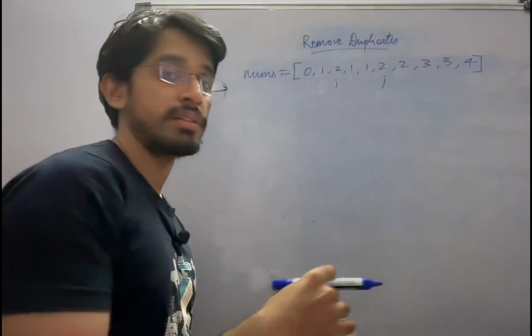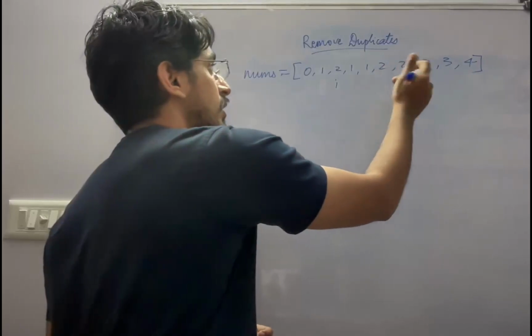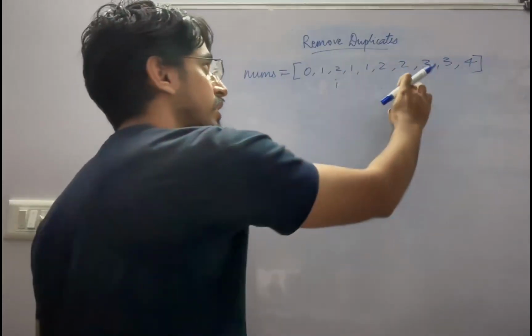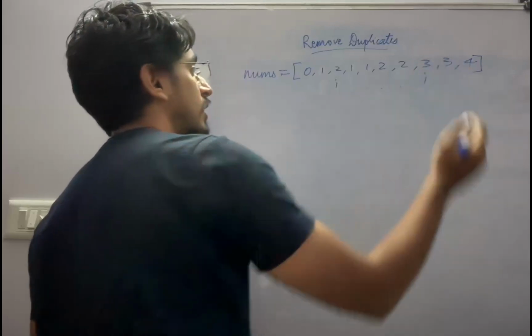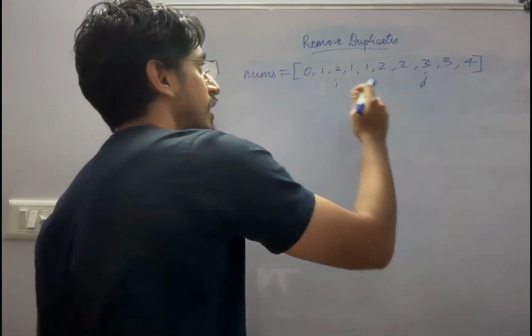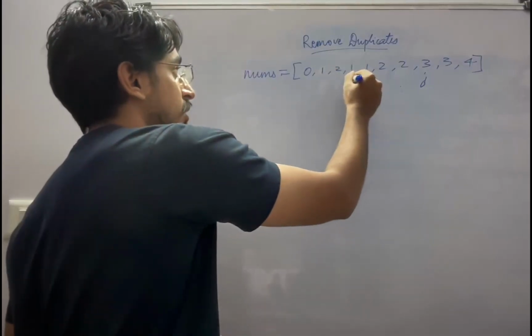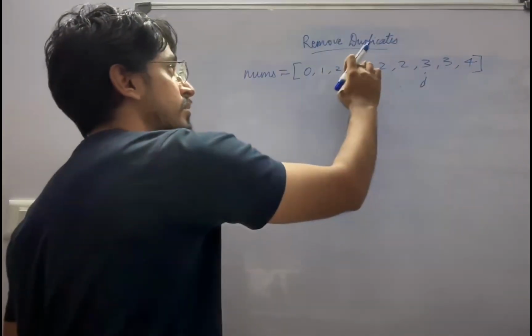And then again increment j. Again I and j are equal, and then we increment that once again. Now j is 3 and I is 2. So as I told, we need to increment I and update the value of I to the value of j. So this becomes 3.